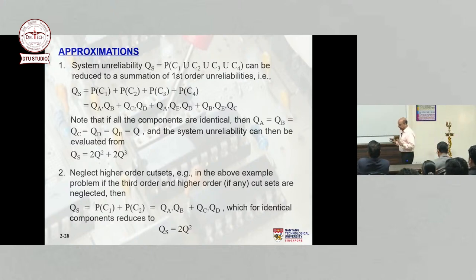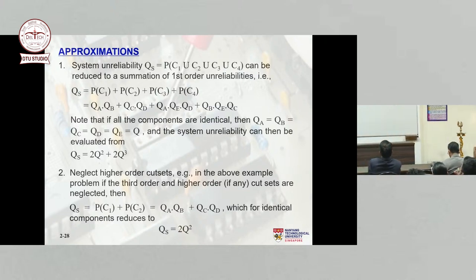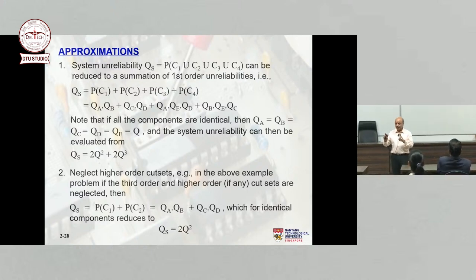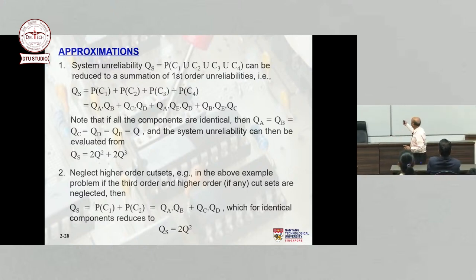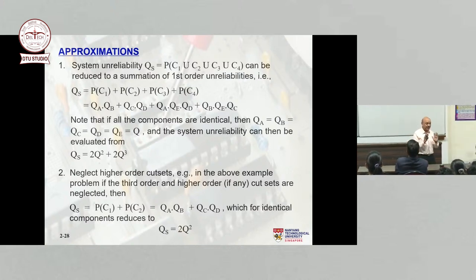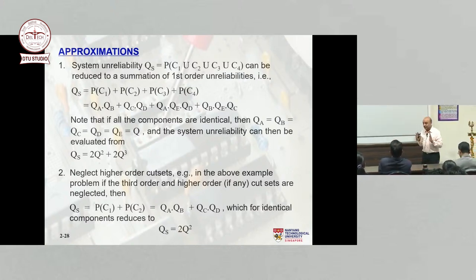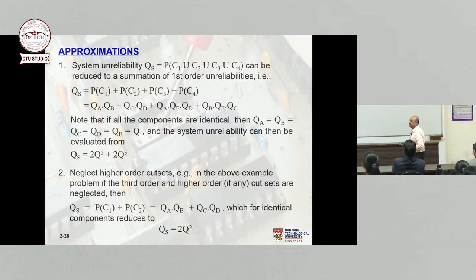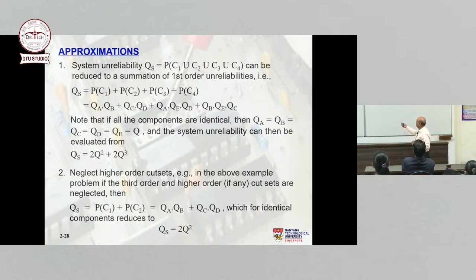Now, please understand the terminology. I said just now, short while ago, we don't have a first order cut set. Remember? What am I saying here? I'm saying first order unreliability. I'm not saying first order cut set. So what's a first order unreliability? Yeah. So here, C1, C2, C3, C4. This is one order only, right? Yeah. We are not going to the next higher order.